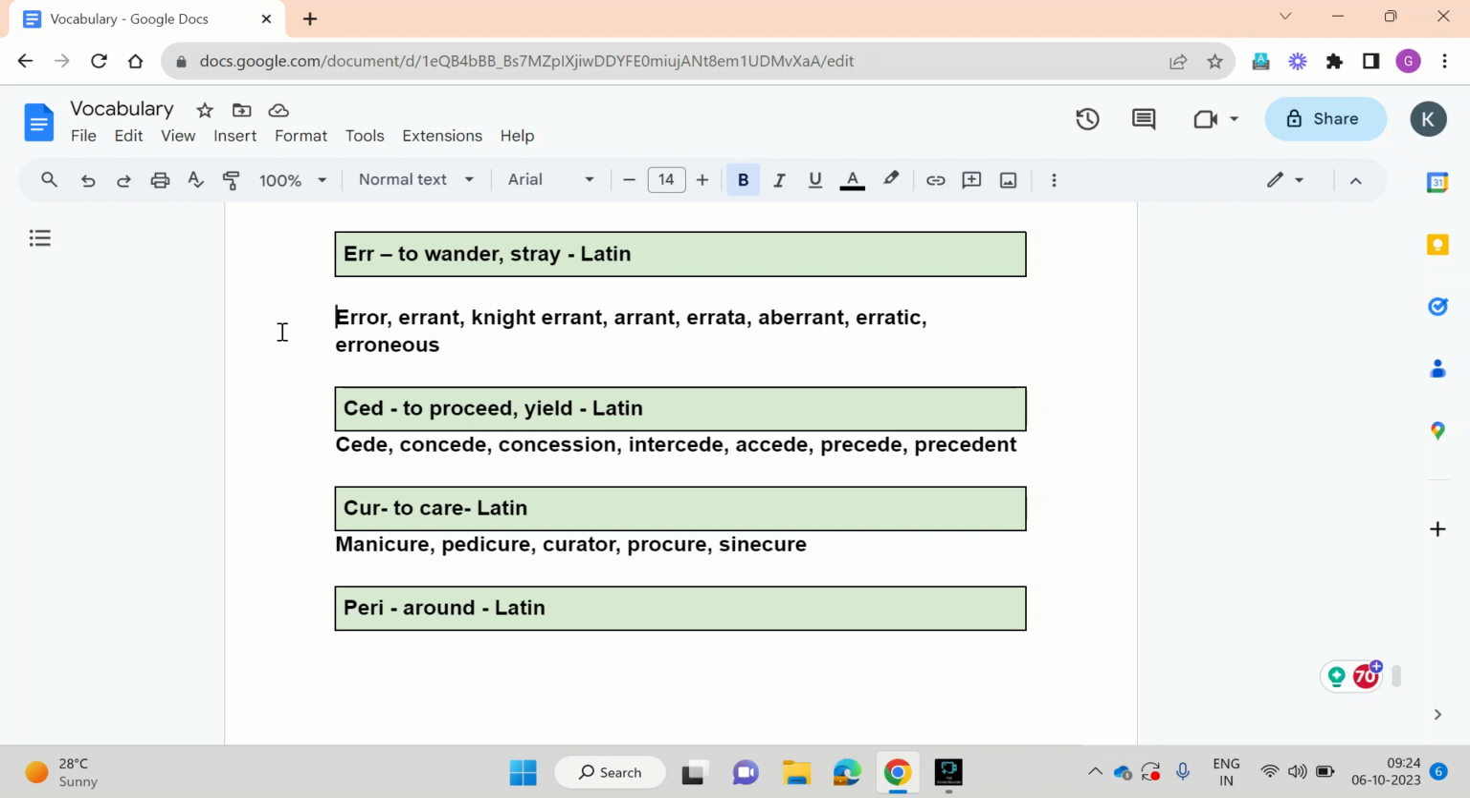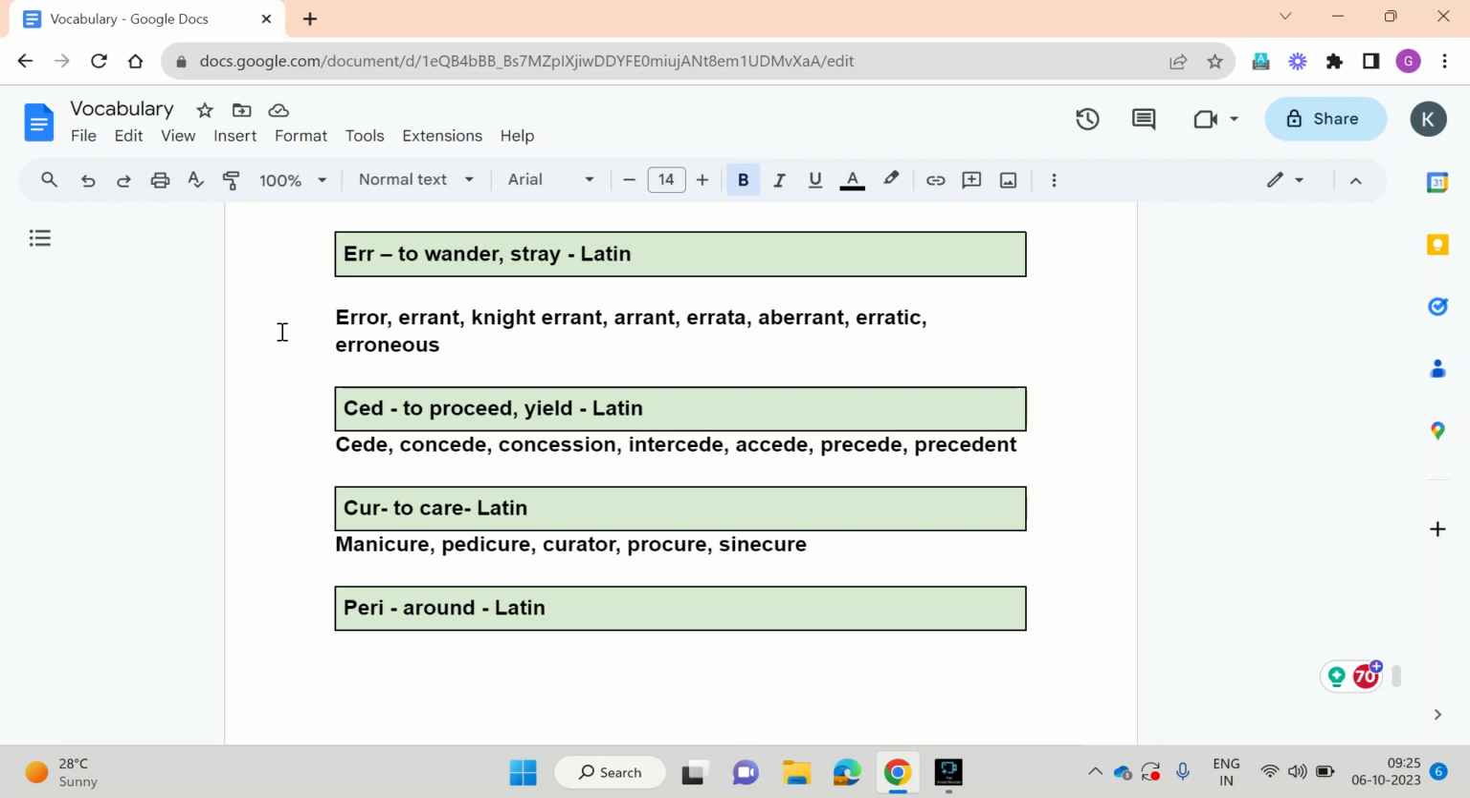Err. Err means to do something wrong, to wander, to stray away from the right path. That is doing something wrong. That is error. The same error. Error is also used as a verb. To err is human. What does that mean? That means making mistakes is human. But it's not just making mistakes. It's not just learning. You should do learning also from the mistakes. Right?